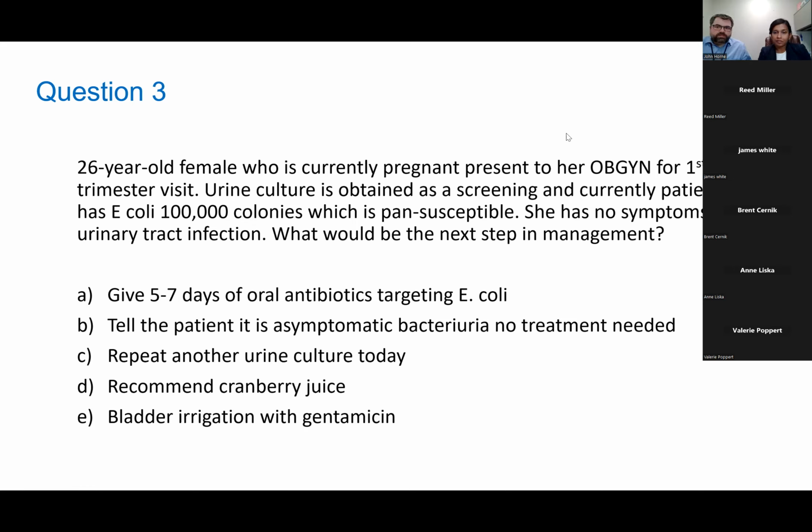So she's a pregnant female with asymptomatic bacteriuria. Thank you, Valerie. Yes, A, give 5 to 7 days of oral antibiotic targeting the E. coli. Excellent.